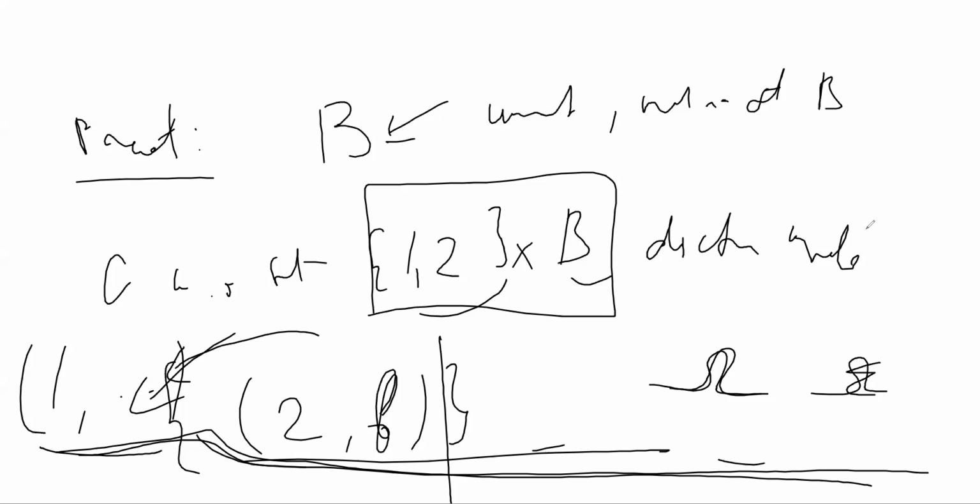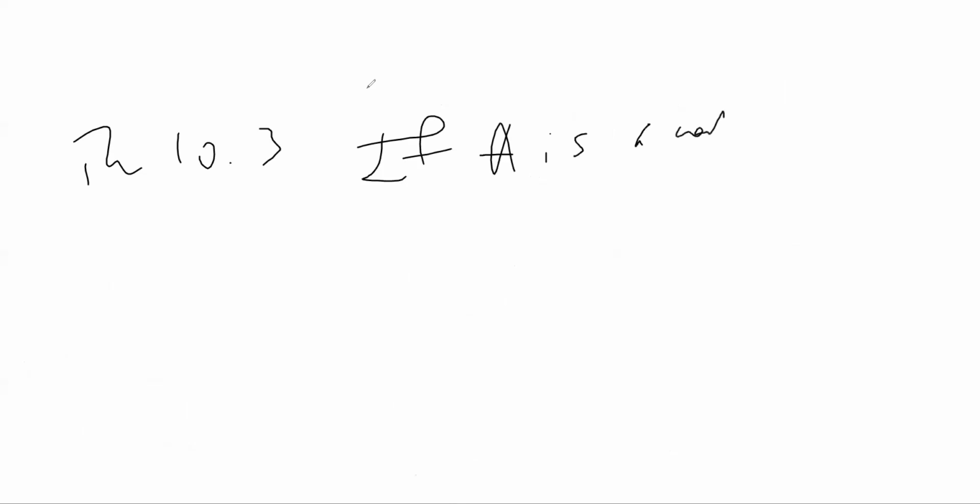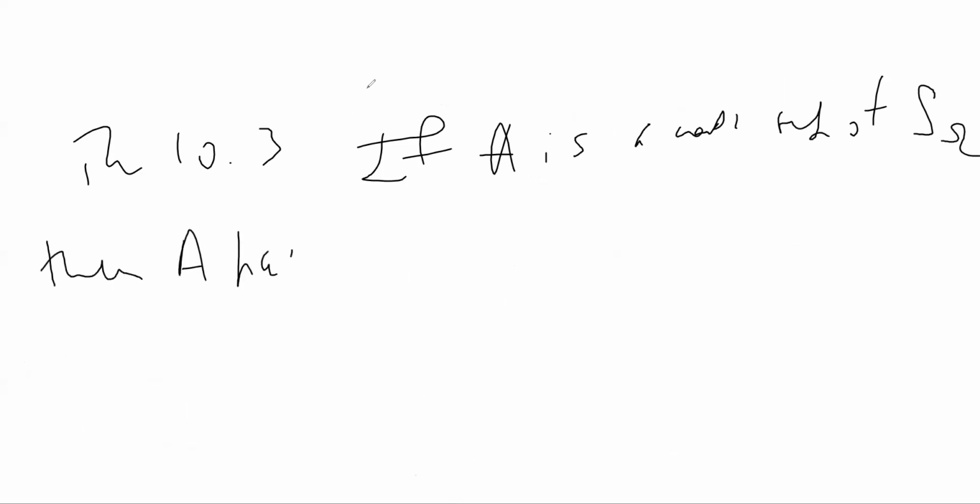And so we're coming to the last theorem of this part of the chapter, Theorem 10.3, and it basically says if A is a countable subset of S omega, then A has an upper bound in S omega. Okay, nice.